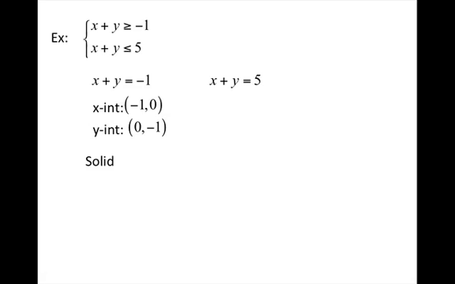Now for x plus y equals 5, for the x-intercept, let y be 0. So that gives me x plus 0, or just x equals 5. So my intercept is the point 5, 0. For the y-intercept, let x be 0. And that leaves me y equals 5. So I have the ordered pair 0, 5. And since my original inequality was less than or equal to, the equal to part causes this line to be solid as well.